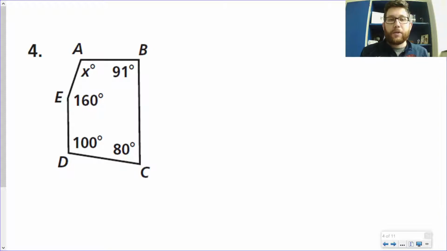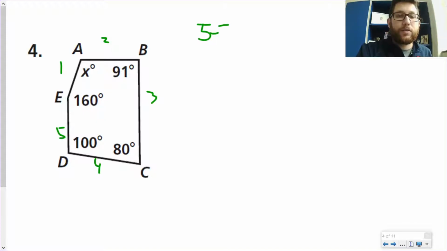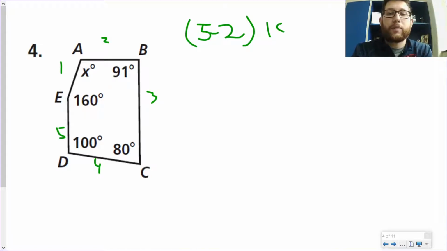Now let's do a similar thing with the interior angles. So I'm looking for one interior angle. So just like before, I need to figure out what the sum of the angles is. So I look, I've got 1, 2, 3, 4, 5 sides, right? 5 sides. So I'm going to do 5 minus 2 times 180. I'm just doing the interior sum formula. 5 minus 2 times 180. If I multiply that out, I get 540.